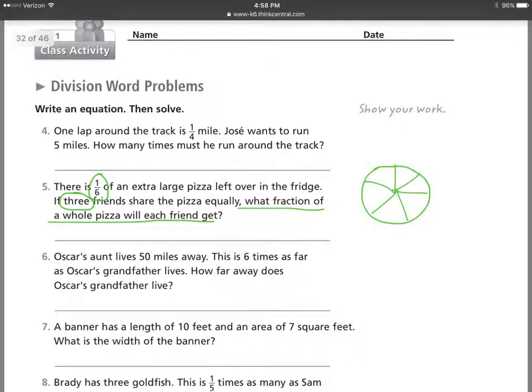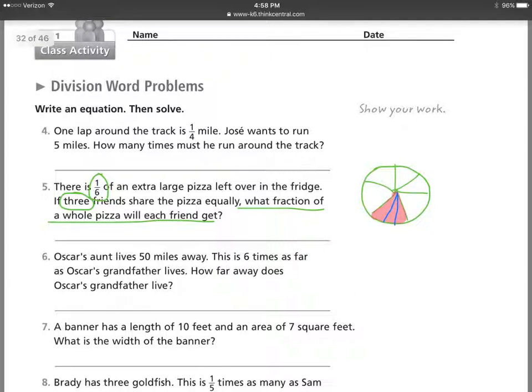I need to represent that I only have one of those 6 pieces left in the fridge. The rest is gone. It says I only have 1/6 of an extra large pizza left over. So I've represented my 1/6. Now I need to break that up into 3 pieces so that I can divide it up with my friends equally. So I'm going to draw a line inside of this piece to cut it up into 3 pieces. So 1, 2 lines will cut that into 3 pieces.